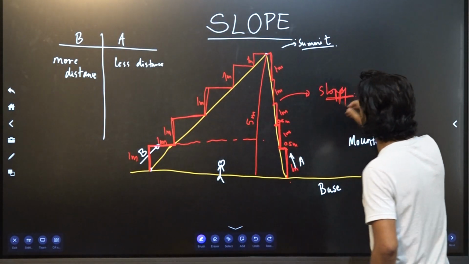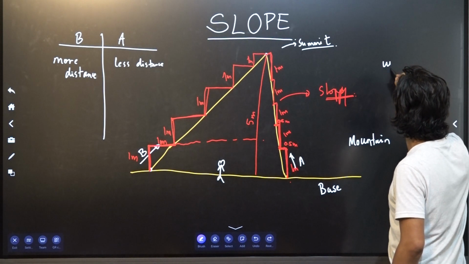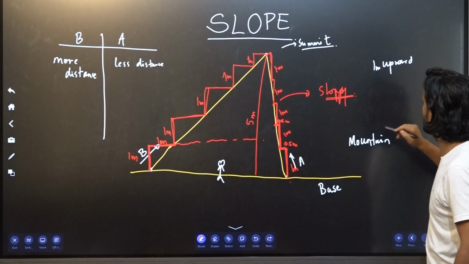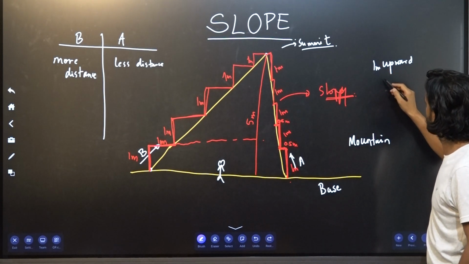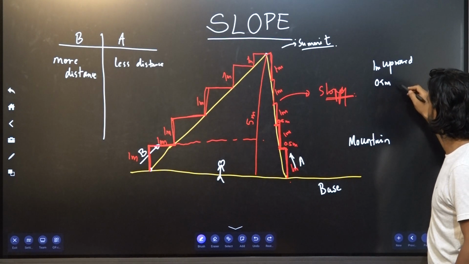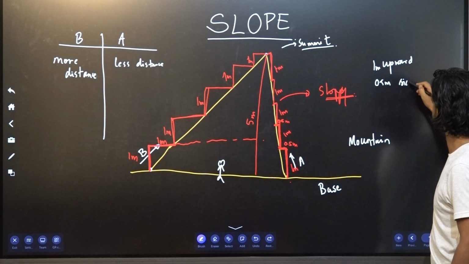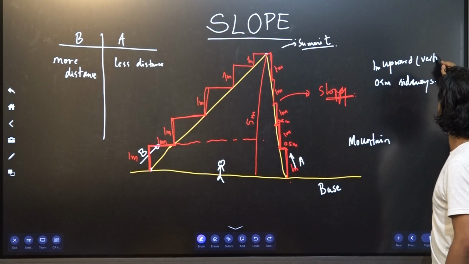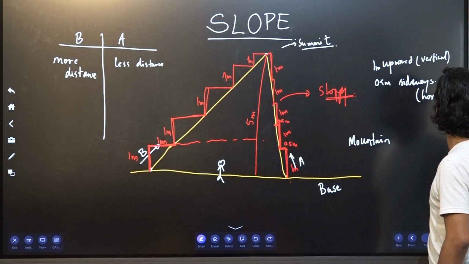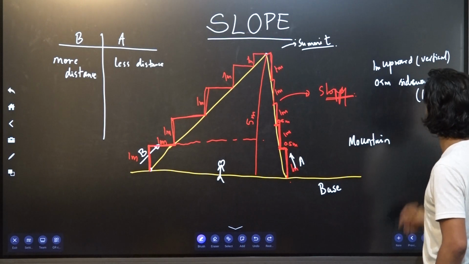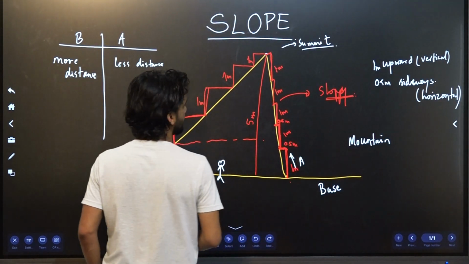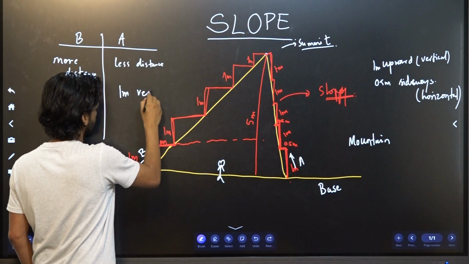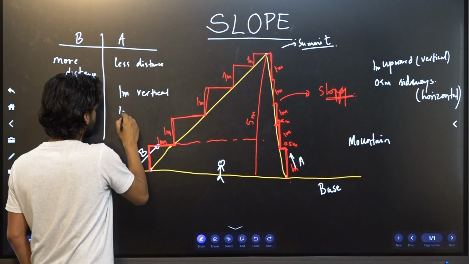When you cover a certain distance upward, let's say when you cover 1 meter upward, you are covering 0.5 meter sideways. Upward means vertical, sideways means horizontal. Similarly, this path here, what is happening? 1 meter vertical, upward, and 1 meter horizontal.